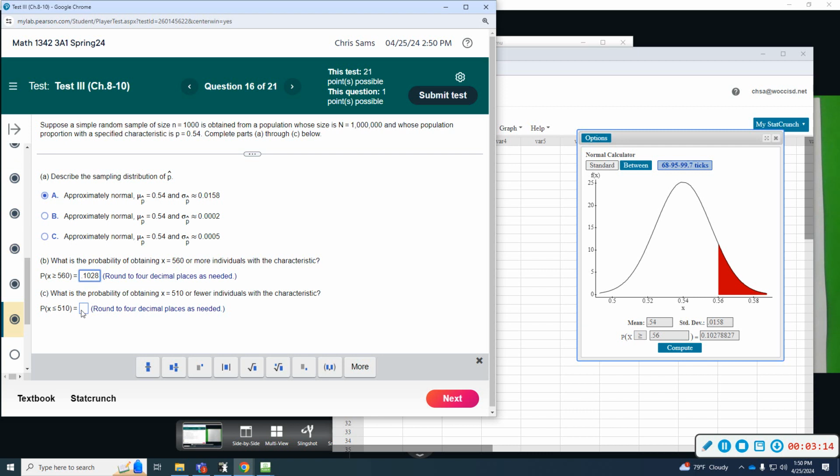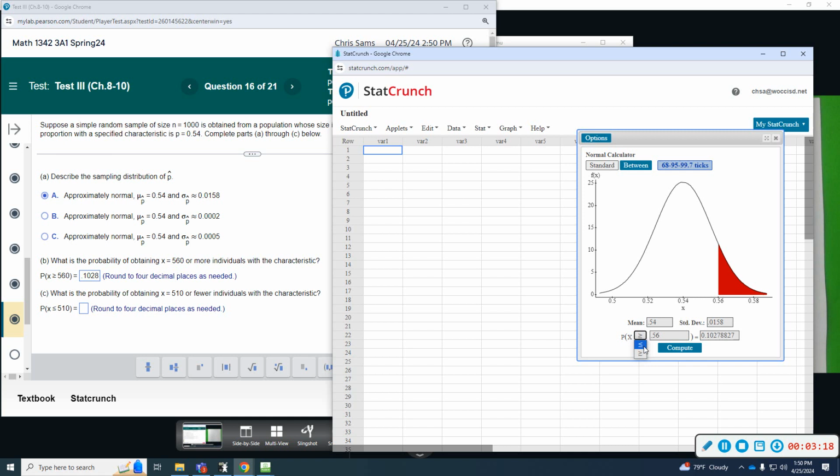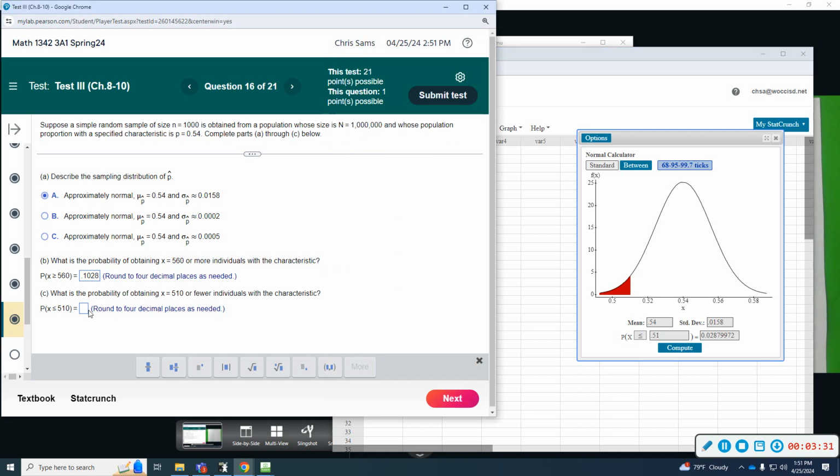And then on the second part, we're going to be doing less than 510. Change this to less than 0.51. And we get 0.0288, roughly.